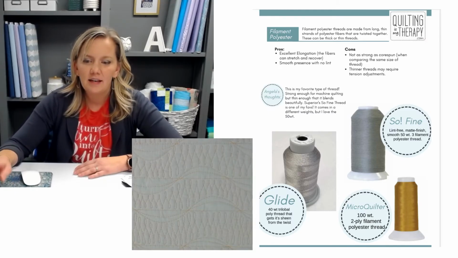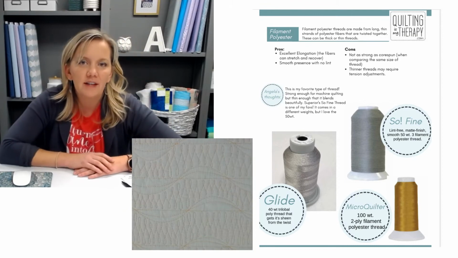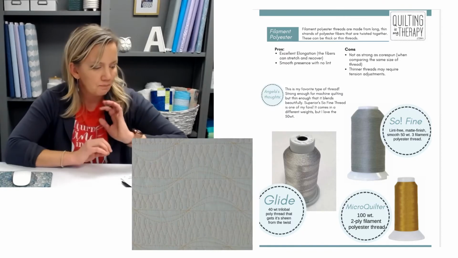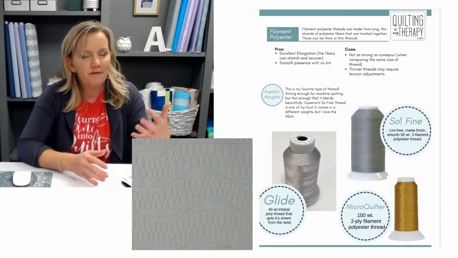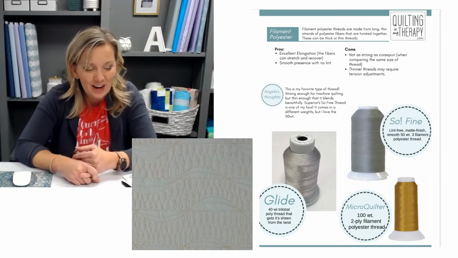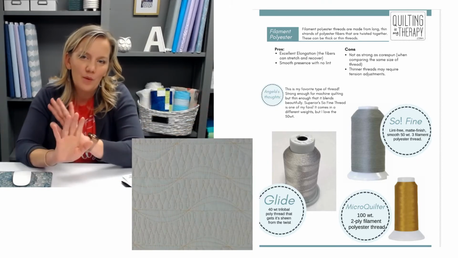And kind of looking through the chats a little bit, Magnifico from Superior is like Glide. So same kind of idea, that sheen comes from the twist. So there's also monofilament thread. So that would be like your monopoly or your invisible thread. This is when you want the quilting to disappear. You don't want to see it at all.